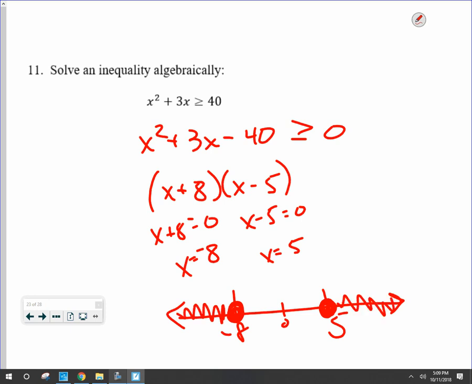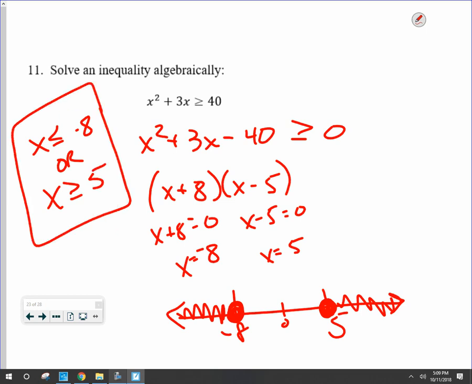Now, that is not good enough. You must write your answer as an inequality. So x is less than or equal to negative 8 or x is greater than or equal to 5 is the correct solution.